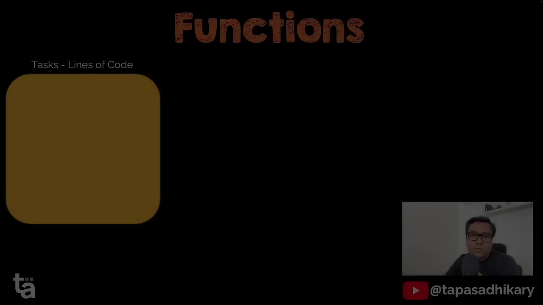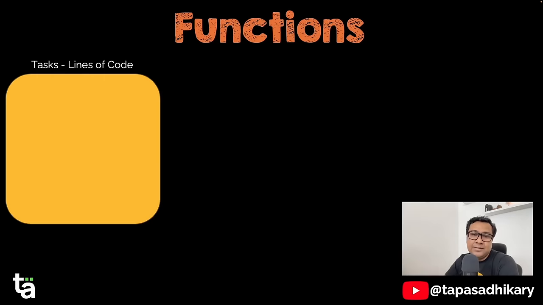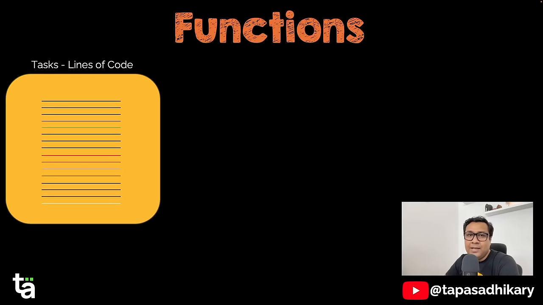The yellow box you see on the screen, consider that a program, and in it you have a bunch of lines of code. Now just look at it a little bit closely. There is a color coding. There are a bunch of black lines, then a green line, again a bunch of black lines, then a red, orange, blue, again a bunch of black lines, and then a white line, right? So what do we mean here?